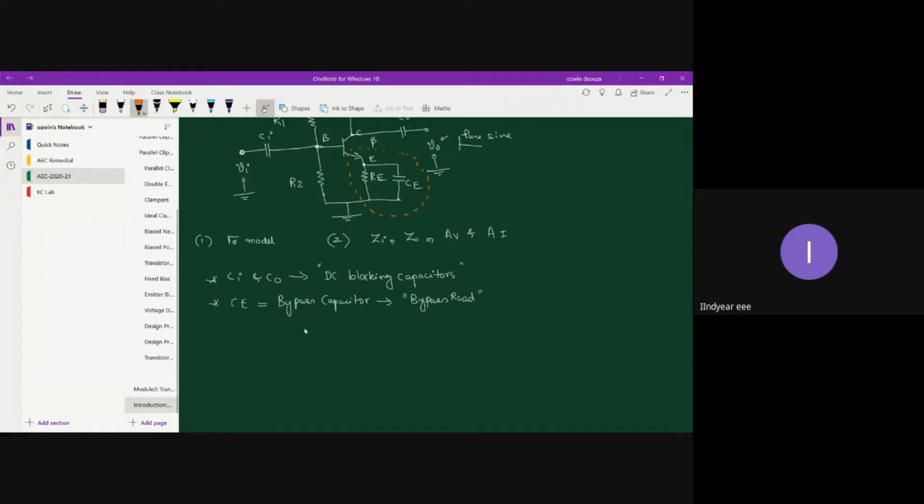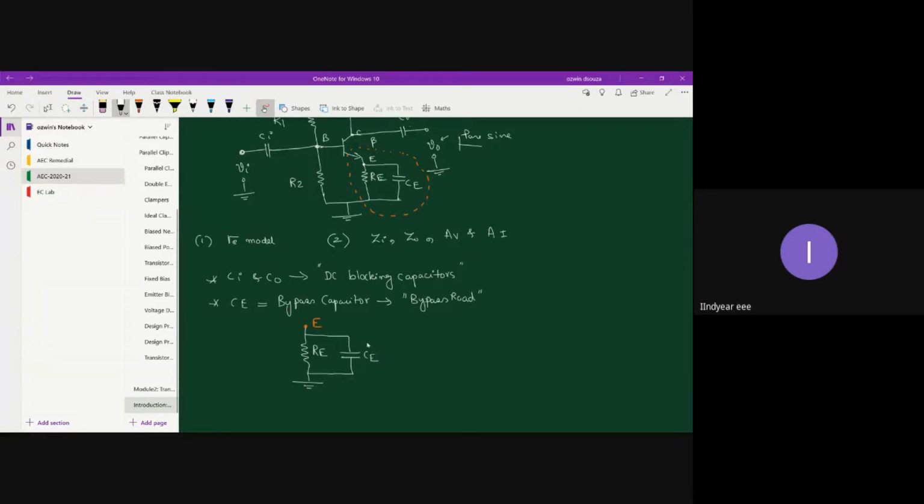So this is my emitter terminal, and let me draw the emitter resistor. Am I audible, guys? Yes, sir. Okay, fine. So this is your emitter resistor RE, across which you are going to connect the bypass capacitor.